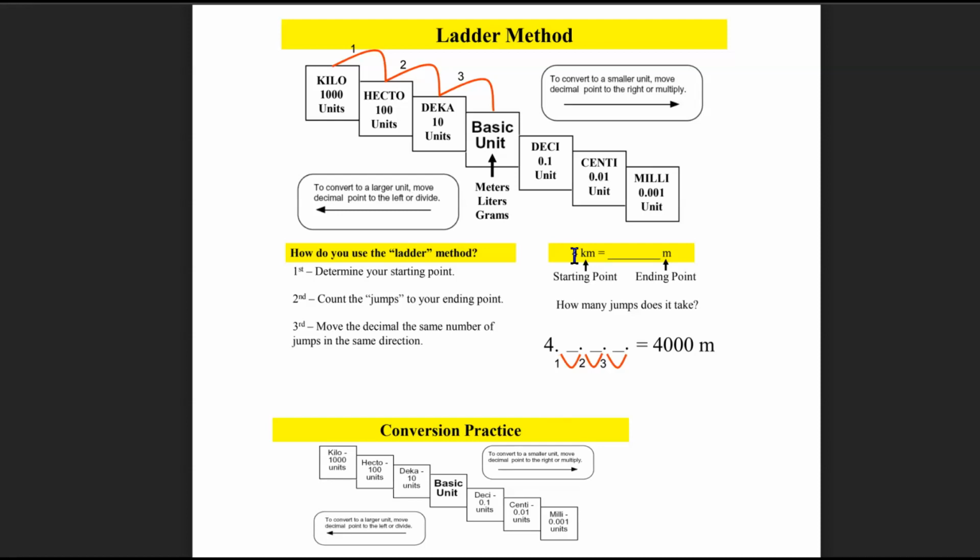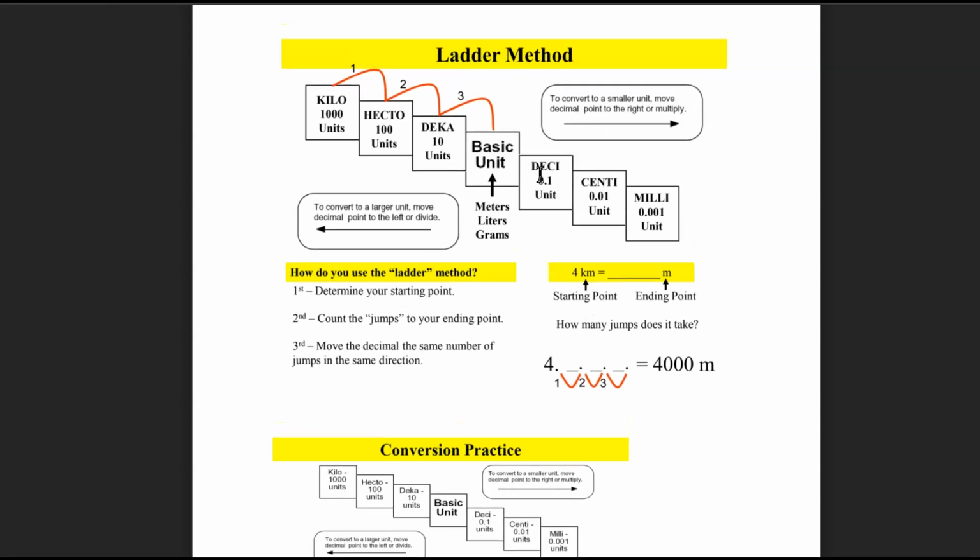So let's say you want to know 4 kilometers, or kilometers, you could say it either way. The decimal point is always assumed to be right after that number, in this case 4, if it's not shown. So your starting point is km. You want to get to m, the meter. Then you got to go 1, 2, 3 jumps to get there. And you just fill in those jumps. And so it'll be 4,000 meters. So 1 kilometer is equal to 1,000 meters. 4 kilometers would then be equal to 4,000 meters.